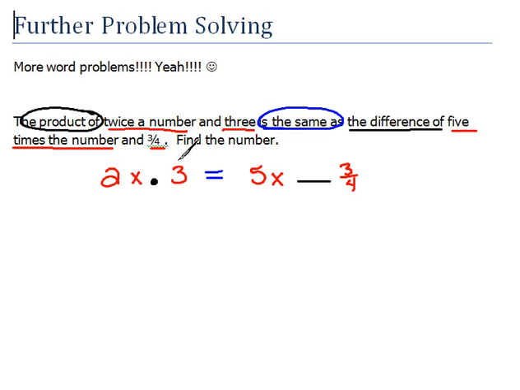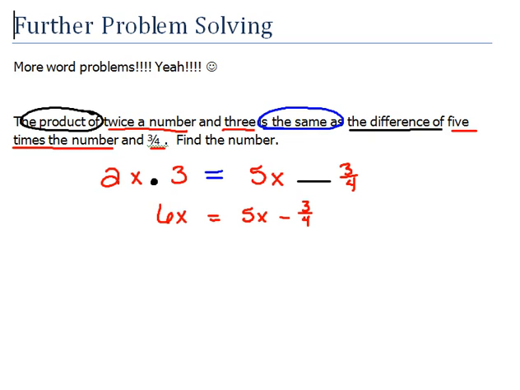On the left-hand side here, we have 2x times 3. Well, we can go ahead and multiply those together. Remember the commutative and associative properties of multiplication? Basically, you can do it in any order you want to. So we could multiply those numbers together and get 6x equals 5x minus 3/4. Now, we could get rid of the fractions if we wanted to, or we can just work with them. In this case, it's actually going to be much easier just to go ahead and work with it.